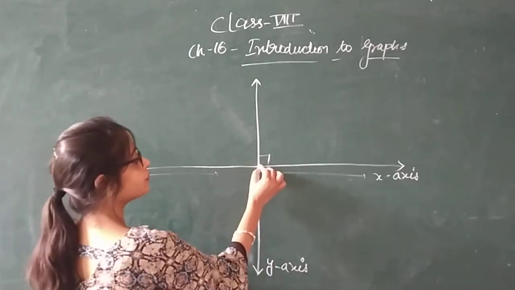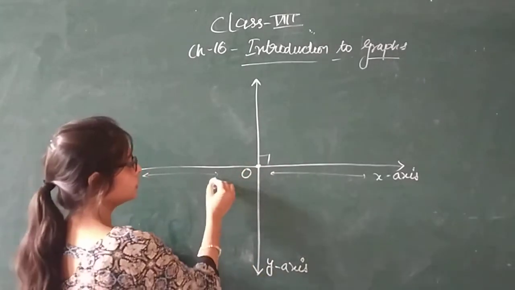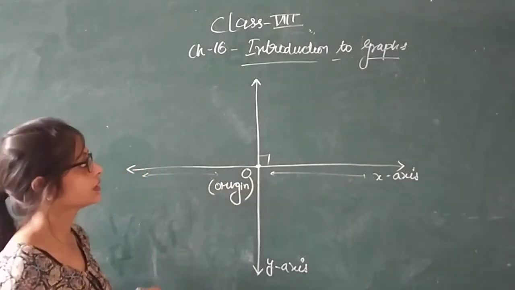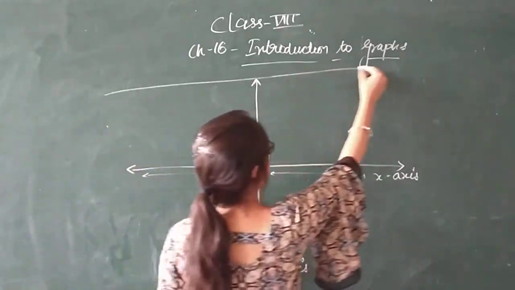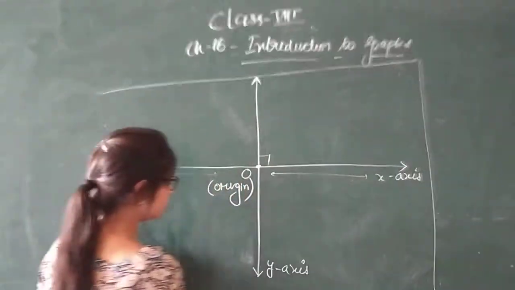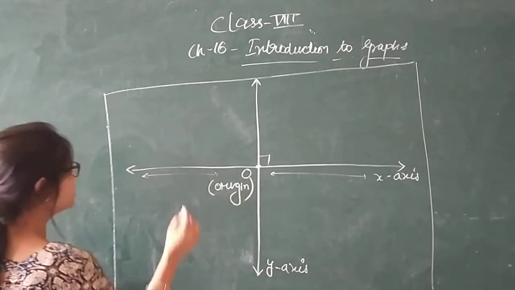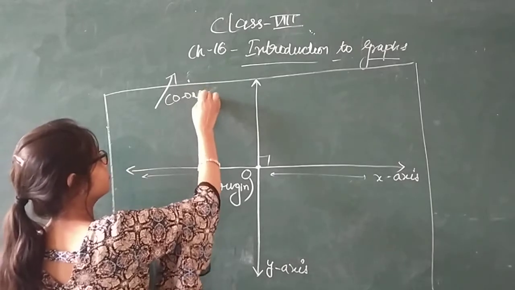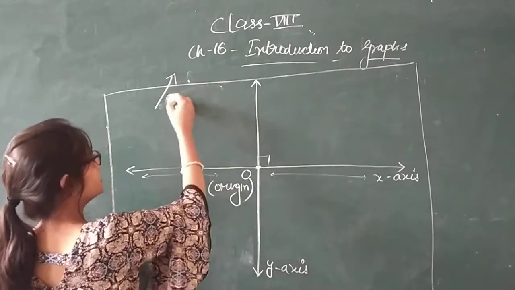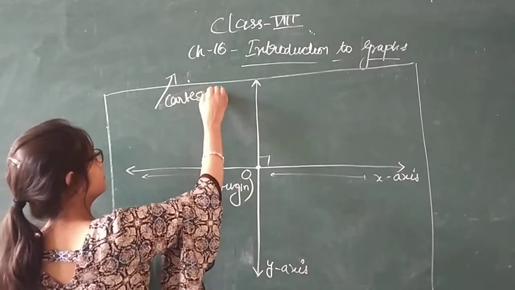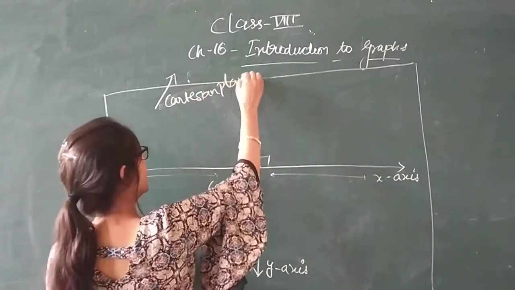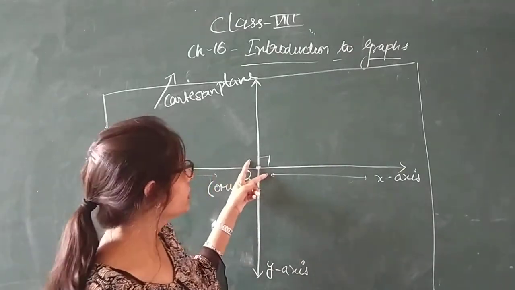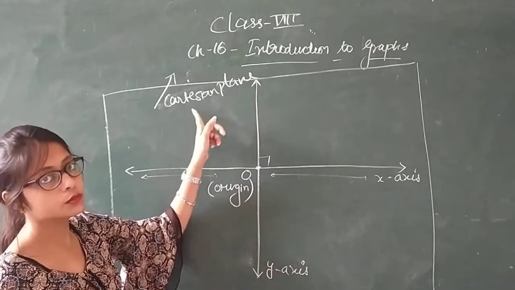Clear? And this point O is called the origin. The plane which contains these two number lines is called the coordinate plane. Sorry, the Cartesian plane. The area in which these two number lines are lying is called the Cartesian plane.